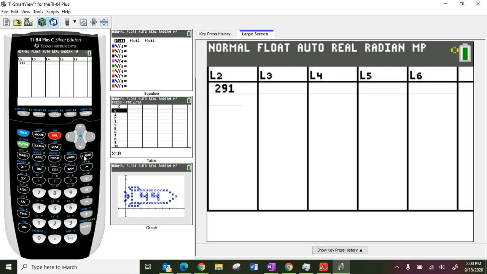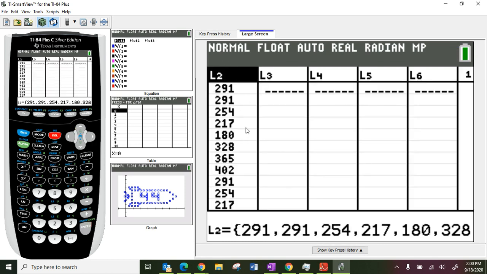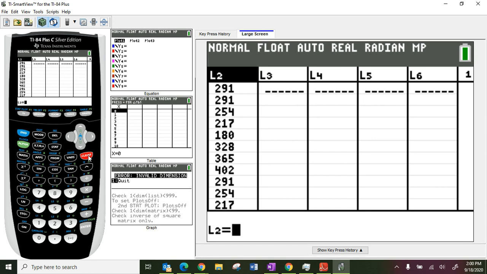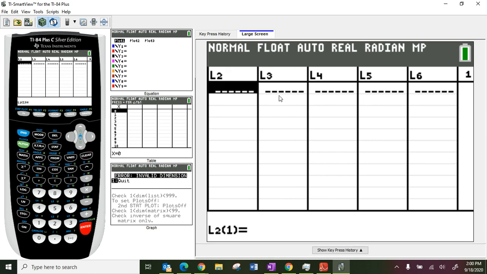So then what happens if I delete L1? Oh no, I completely deleted it. Well, I'm going to clear this one here first, and then I am going to hit enter, and now it's there. But I no longer have an L1. Even if I scroll over to it, it won't let me do it.